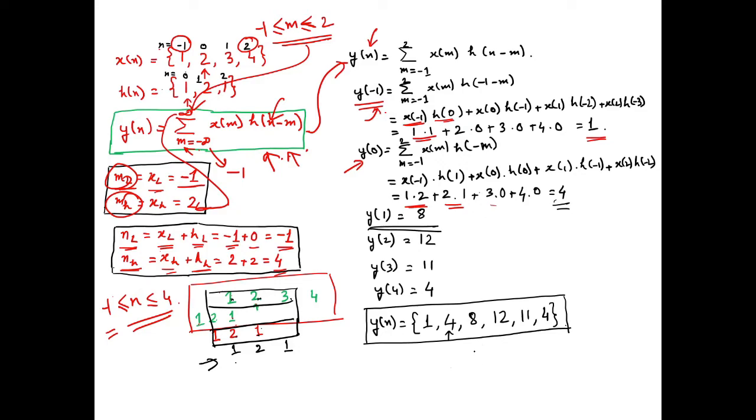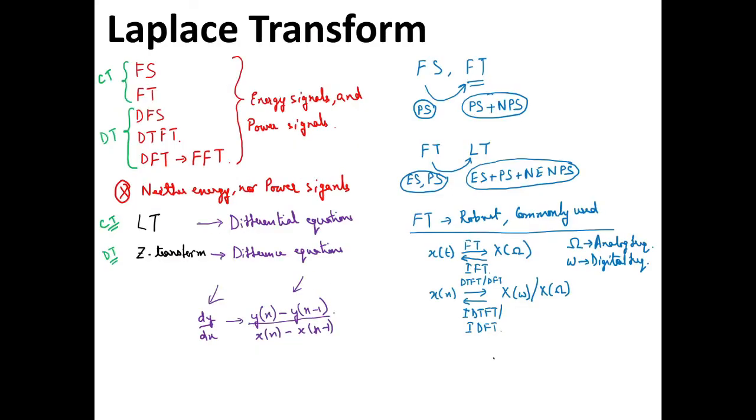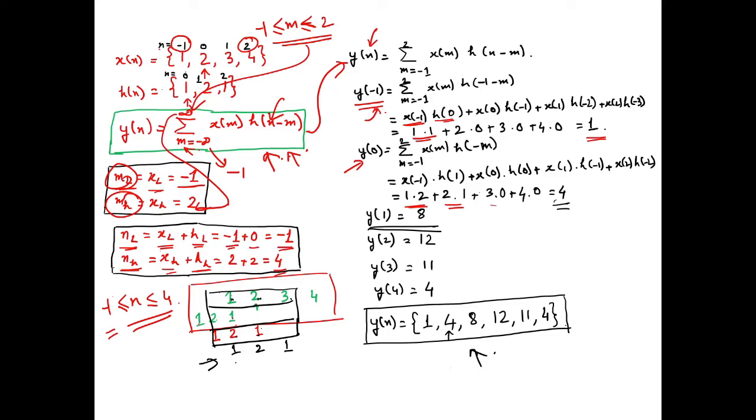In this way, now you can correlate how things are unfolding. I will stop over here. I would request you to go through these points, calculate y1, y2, y3, y4, and then if you have any problem, we can discuss.